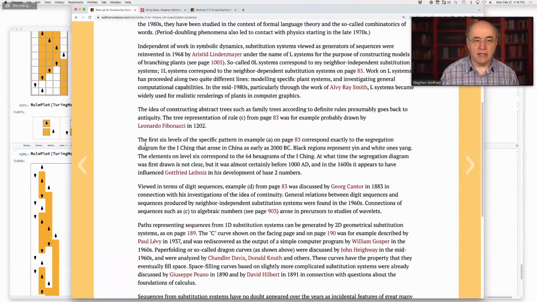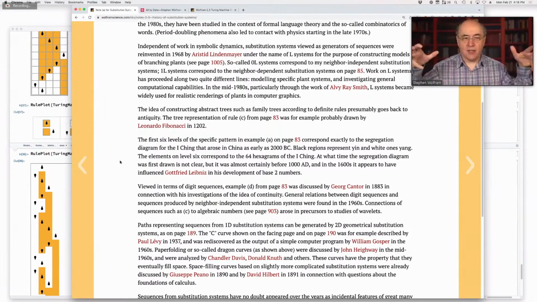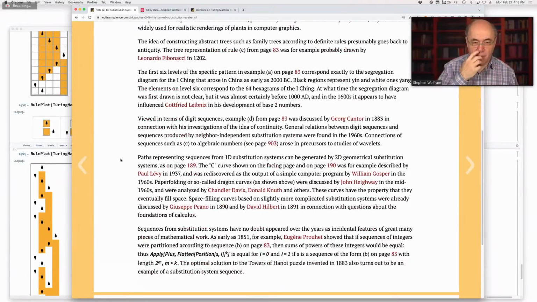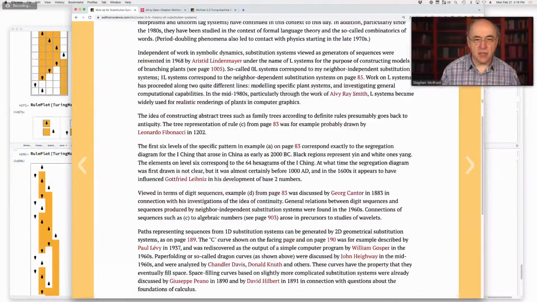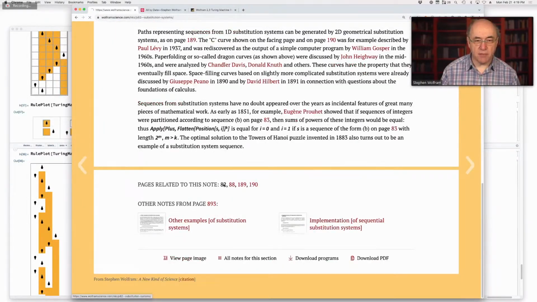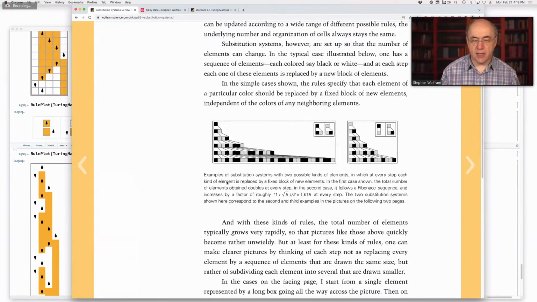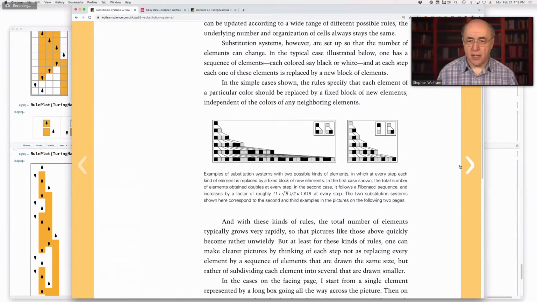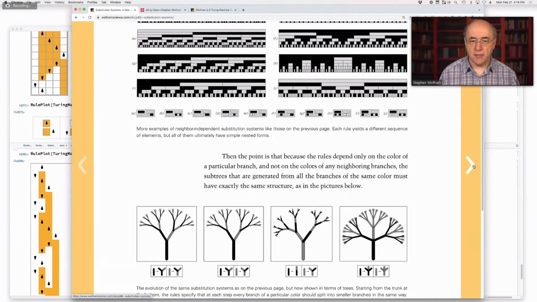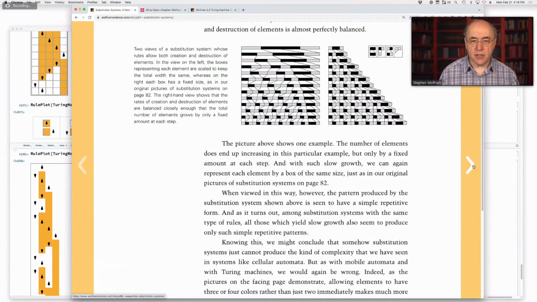I talk about here the I Ching as an example of something you can think of. The hexagrams of the I Ching correspond to levels in these substitution systems and so on. So there's lots of different things here. Many people... let's see, this is the C curve. I discuss that later on in the book, the relationship of this to the two-dimensional case. All right, I'm just keeping on going here.